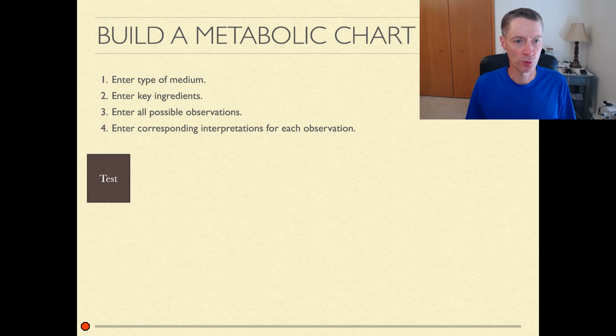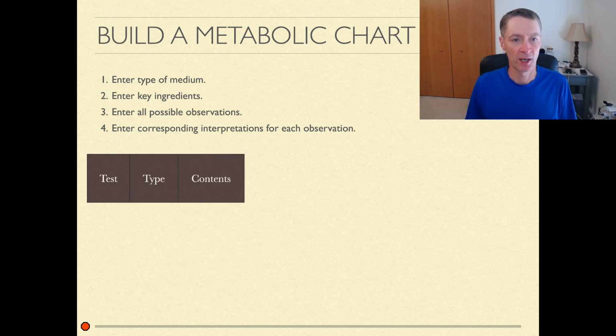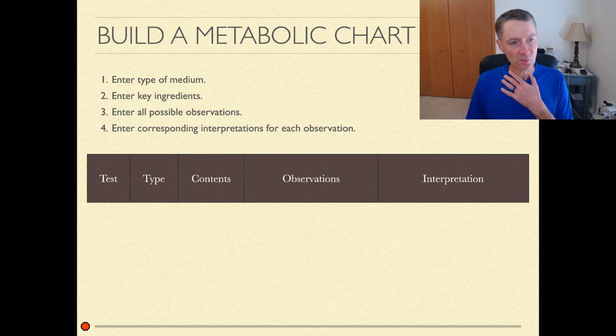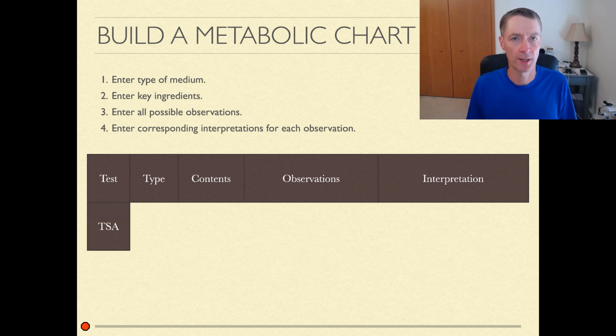So let me show you my way that I would go about this, okay? So you're going to have the test, the medium, whatever it is. You're going to have what type is it, contents, observations, interpretation. So let's do one together. Let's do TSA. So TSA agar, what type of medium is this? This is a complex medium. This is going to include lots of different ingredients. What is contained within a TSA agar plate?